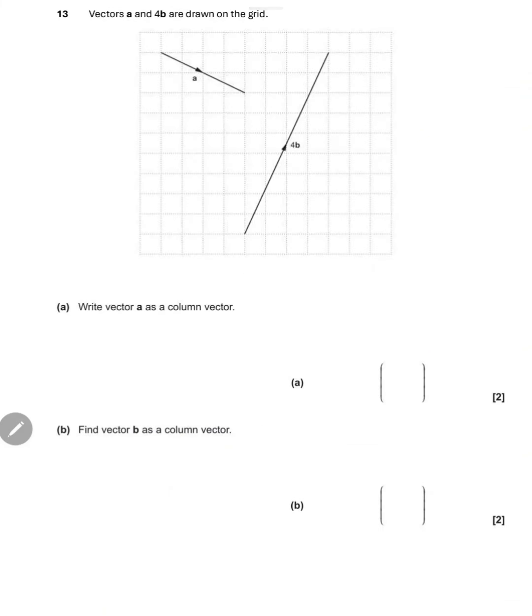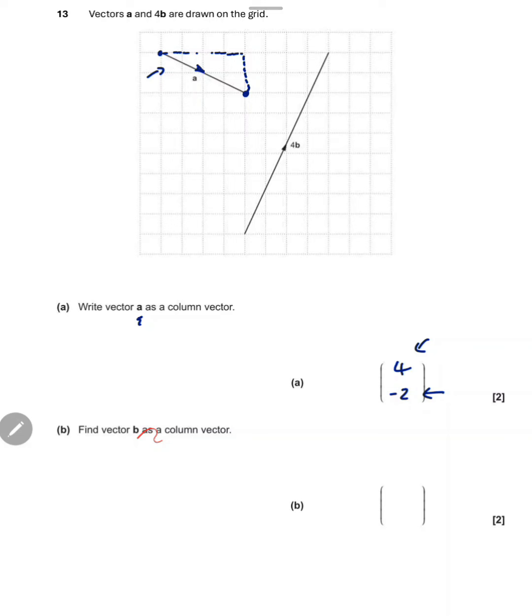Question 13, we've got some pretty bog standard vector work to do. It says write vector A as a column vector. Well, here's vector A. To get from this point to this point, just following the arrow, we're going to go 1, 2, 3, 4 across and 2 down. So that's 4 to the right and 2 down. Remember, top number is left and right, with positive numbers being right, and bottom number is up and down. Positive numbers would be up, negative numbers are down there.